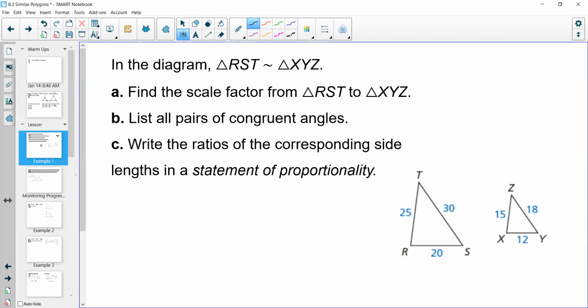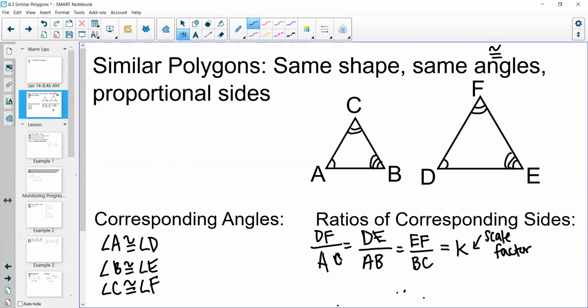So let's take a look at a couple of examples here. First, let's start with this one. In the diagram, our triangle RST is similar to triangle XYZ. When we talk about similar polygons, we actually use this notation here. So triangle ABC, if it's similar to triangle DEF, what we use is, remember the congruent symbol is a squiggle over an equals. The similarity symbol is actually just that squiggle.